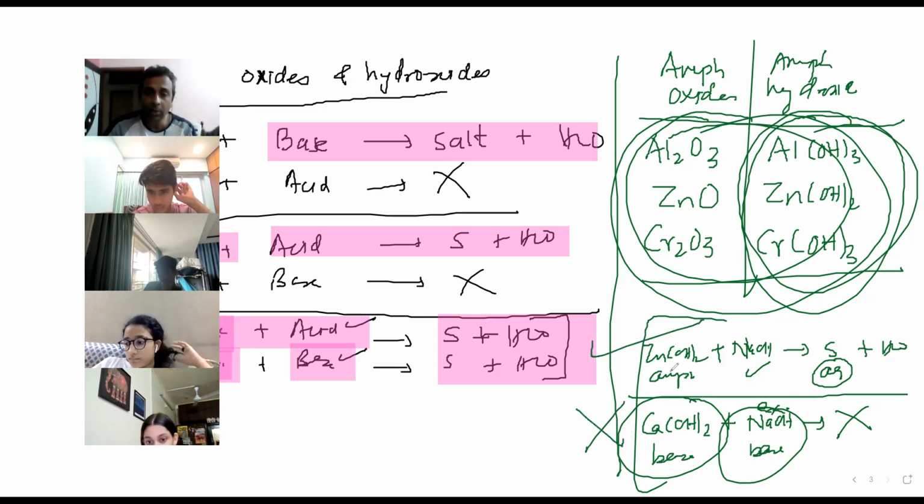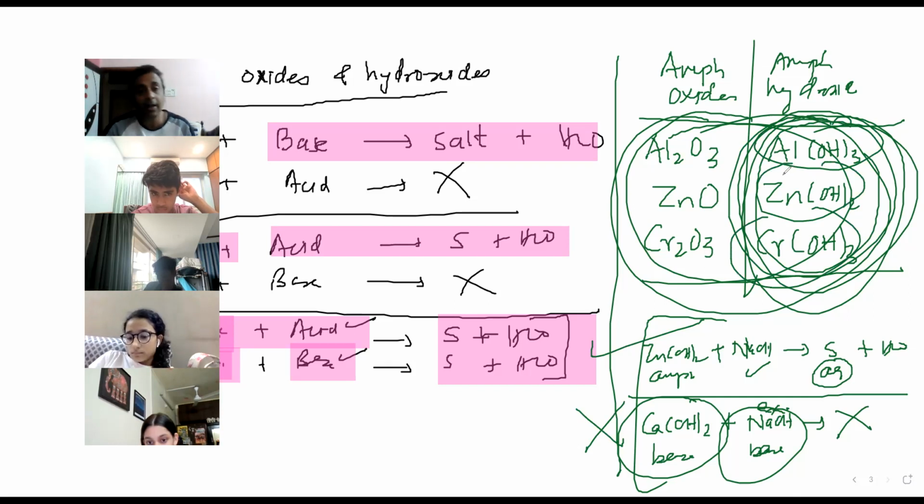Here the reaction does not take place. So only these, the white precipitate and green precipitate, if I add NaOH to them, they will react with NaOH. Anybody has any questions here?